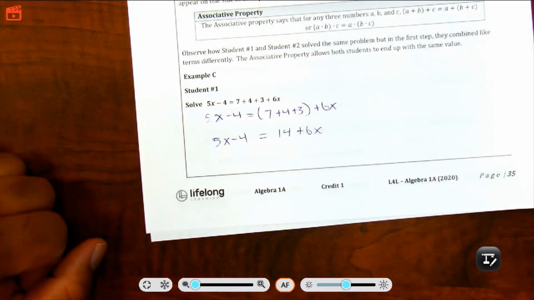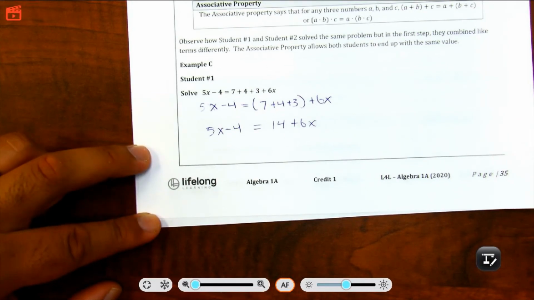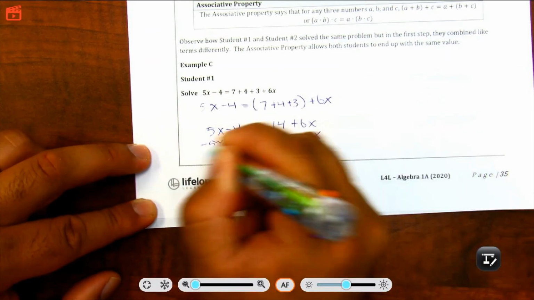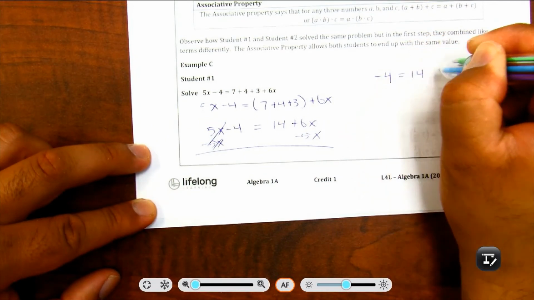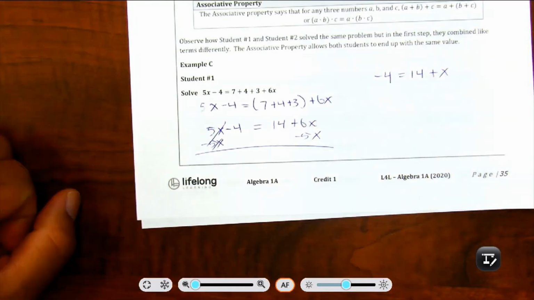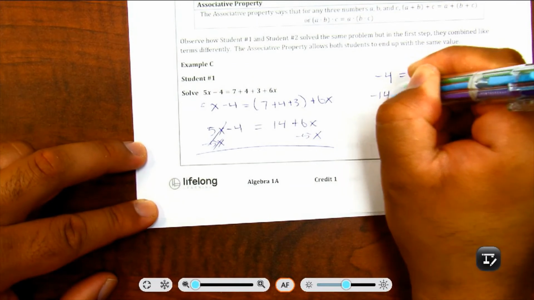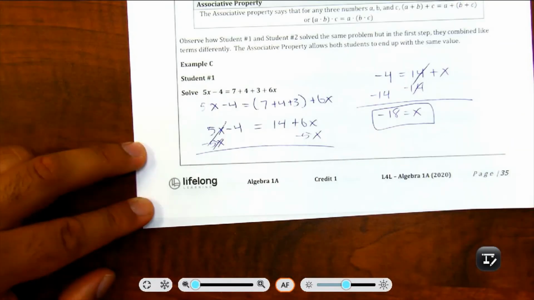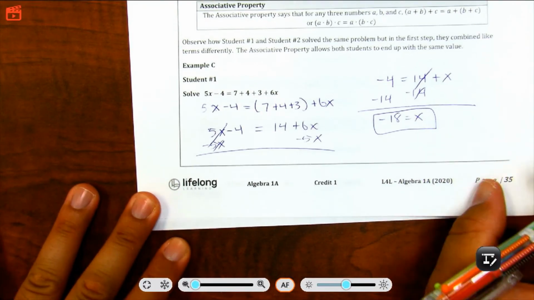Now this just becomes a multi-step problem. So I want to subtract 5x here, subtract 5x here, and you end up with negative 4 is equal to 14 plus 1x. Then you want to subtract 14 to both sides, and you get negative 18 is equal to x. Okay, now we're going to skip this part up here, so don't worry about this.